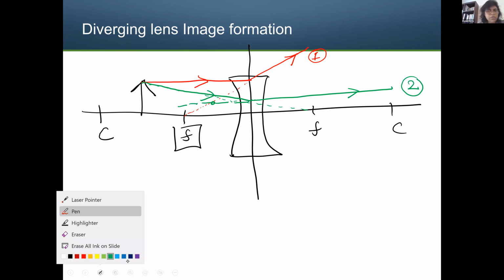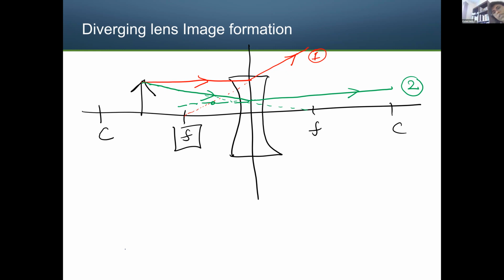Then the third one you can also draw easily. The third one is going through the center. It will just keep continuing. So that will go exactly to that point, and then you're going to create your image somewhere in here. Okay, so for the divergent lens, it will always create a virtual image, smaller in size, in between F and the lens, and it is upright if you have an upright object.